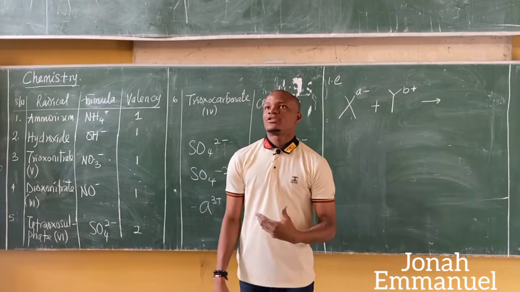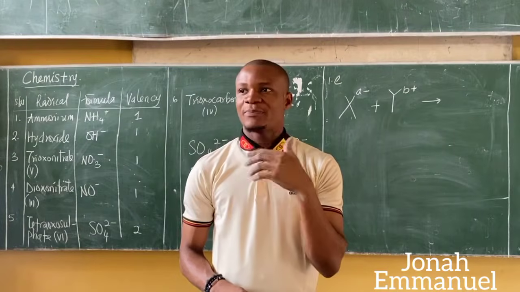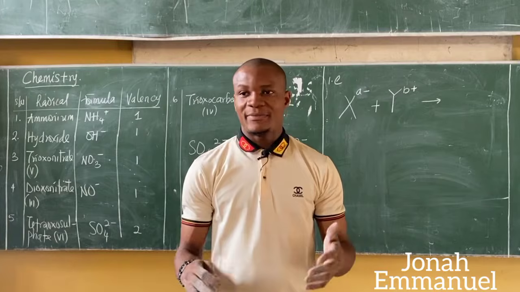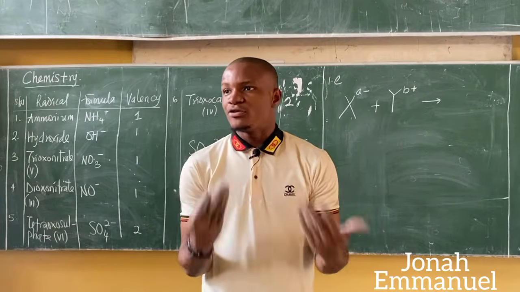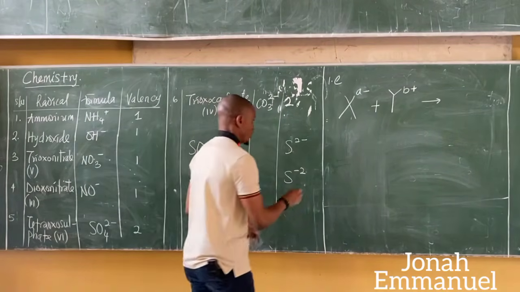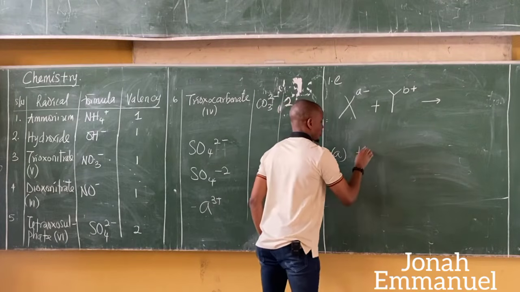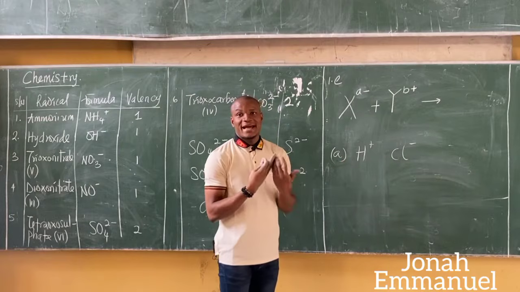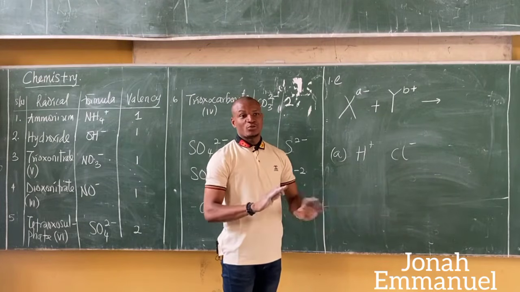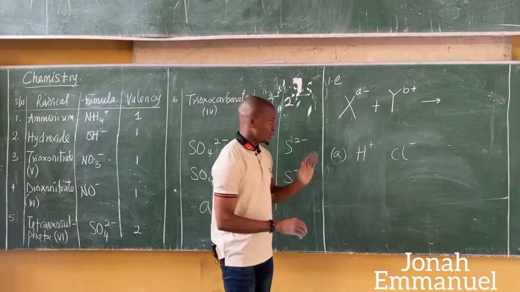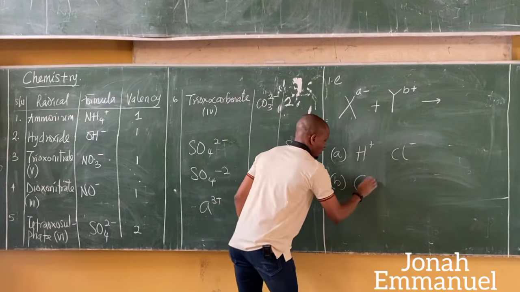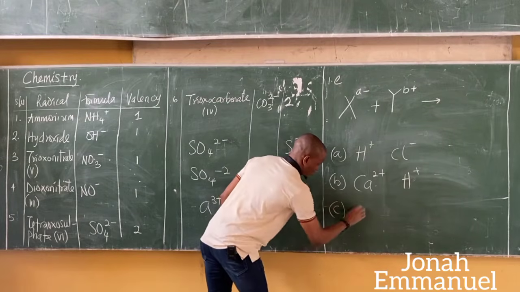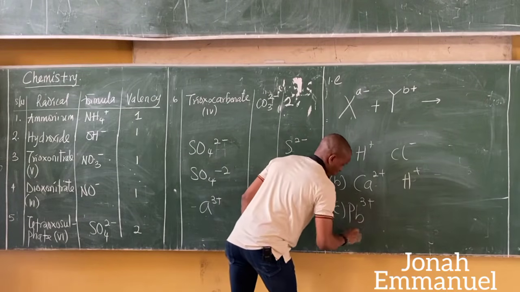So this is another pattern of JAMB question. If you go through their past questions, you will see them. Which of the following elements cannot combine to form a compound? How do you know? Look at the charges. They will tell you A, H plus and Cl minus. If they want to be kind, they'll give you these charges. If they don't want to be kind, they'll ignore it. B, they'll tell you Ca2 plus and H plus. C, they'll tell you Pb3 plus.